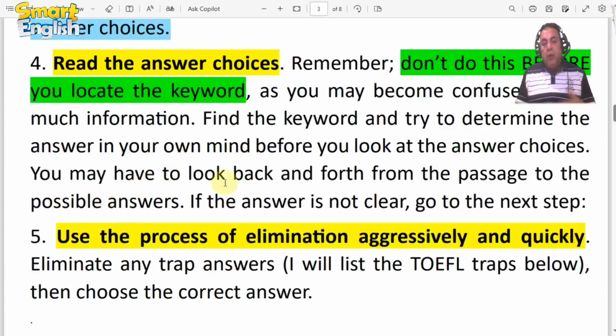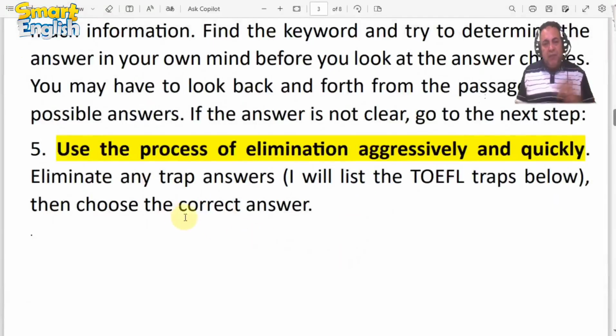You may have to look back and forth from the passage to a possible answer. Sometimes you need to read further and you have to add more information to your mind to get the whole general idea about something mentioned in the passage, okay? If the answer is not clear, go to the next step. This is step number 5. Use the process of elimination aggressively and quickly, okay?